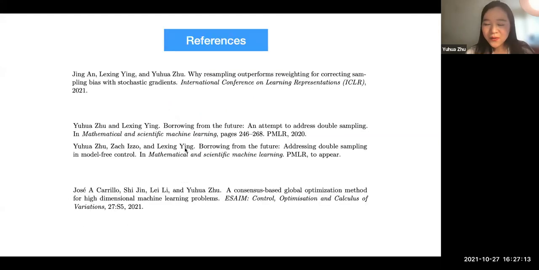So that's all for my talk. These are the three papers that are related to my talk.